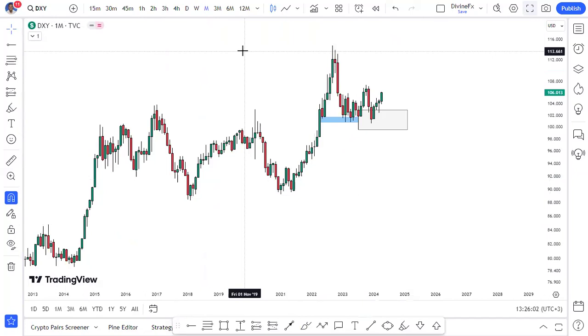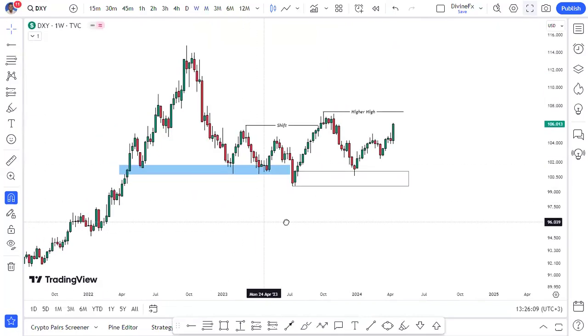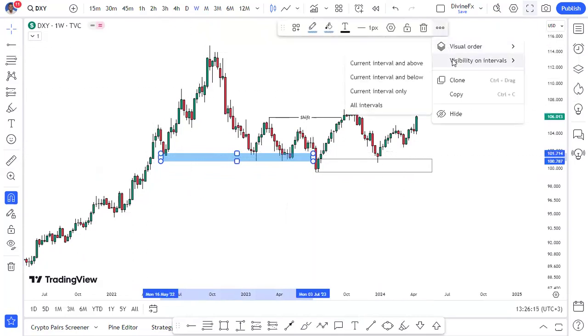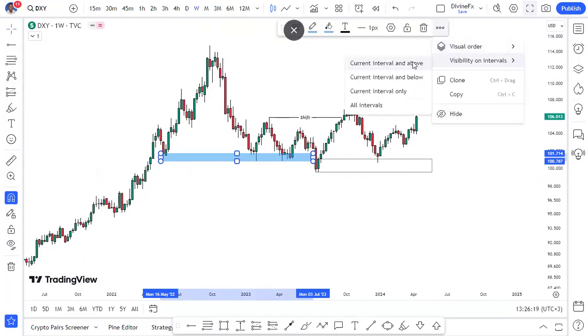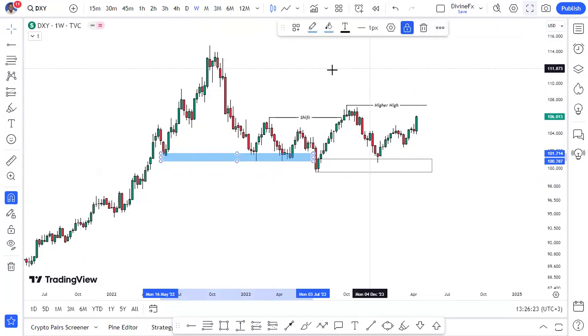Let us shift it to the weekly time frame, 1 week. On the weekly time frame, I can see this was the area of support that we spotted on the monthly time frame. This is the area that we spotted on the monthly time frame.